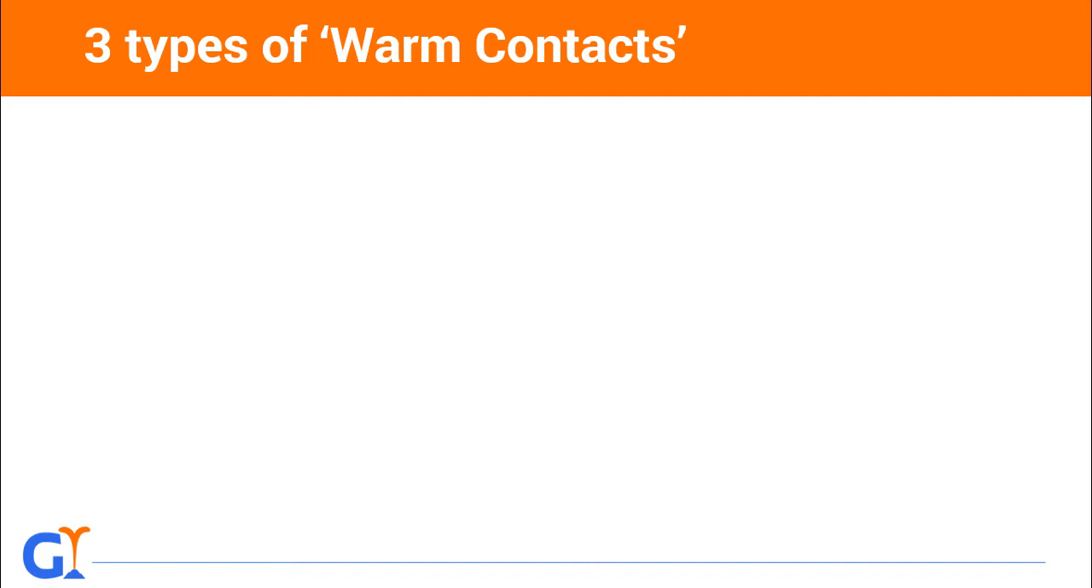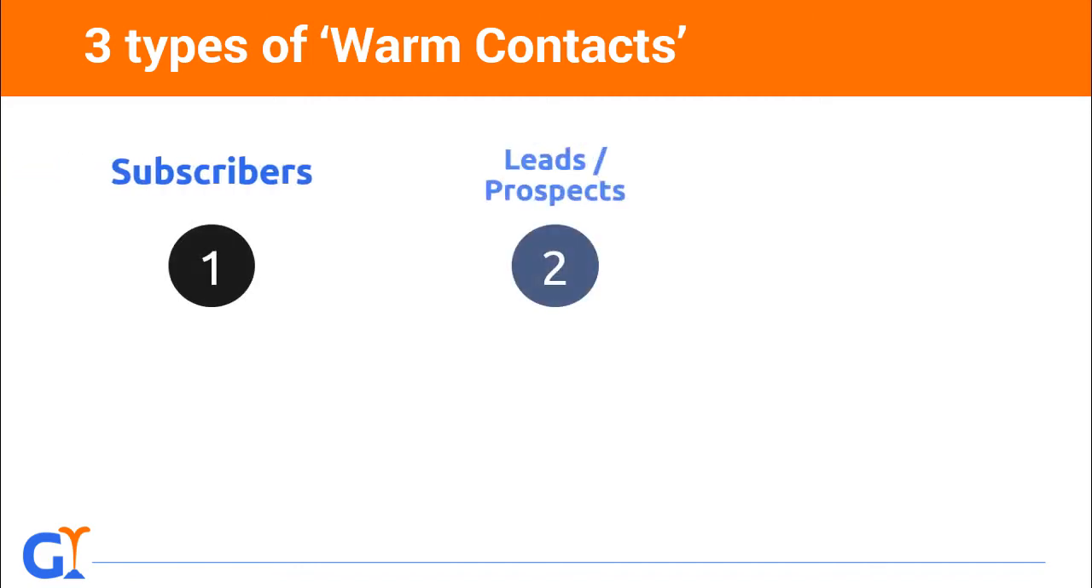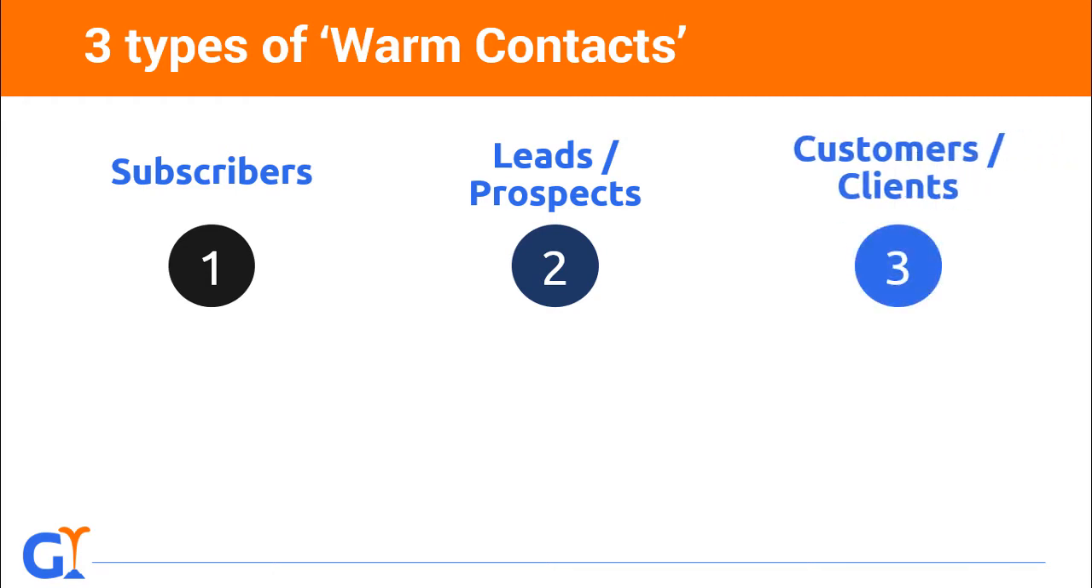3 basic ways to define your warm contacts are the following: subscribers, leads or prospects, and customers or clients. You can define these contacts in other ways, however these 3 should suffice for most businesses. In fact, if you operate in e-commerce and your customers never have to be in touch with a sales representative on your team, you can likely stick to just subscribers and customers.